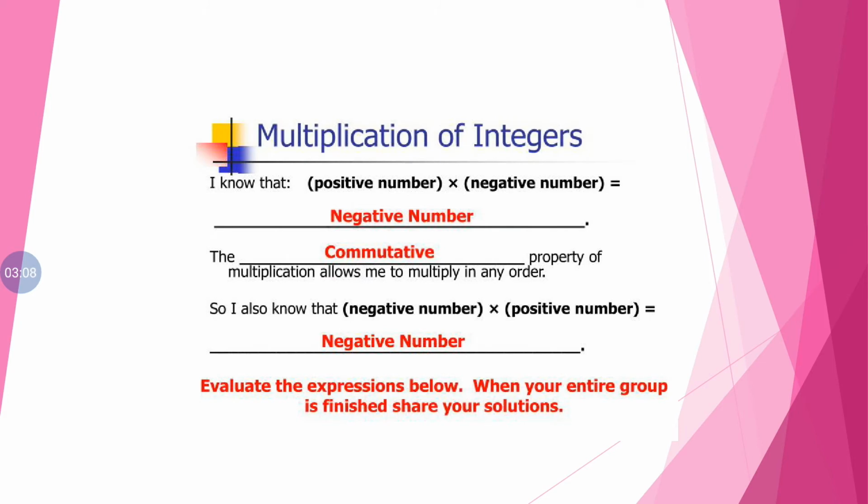Multiplication of integers. Already you know the multiplication rules. The commutative property of multiplication allows me to multiply in any order. Any order means commutative. So negative into positive, we get a negative value. The product of the same sign is positive. The product of different signs is negative.